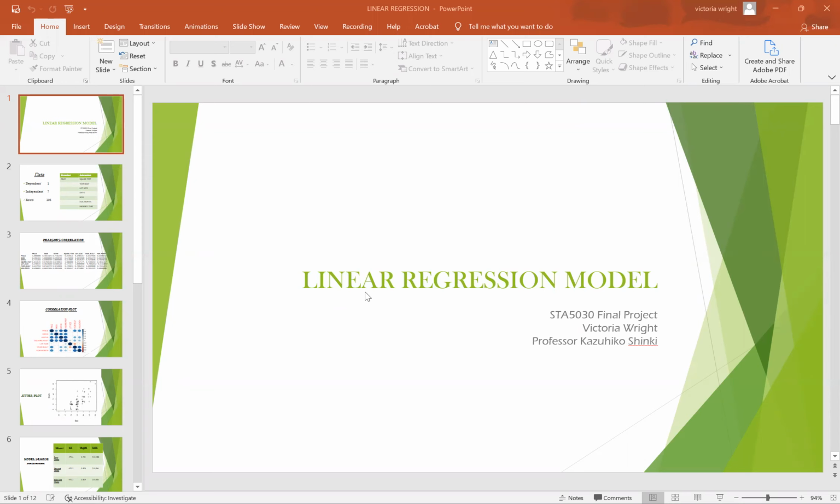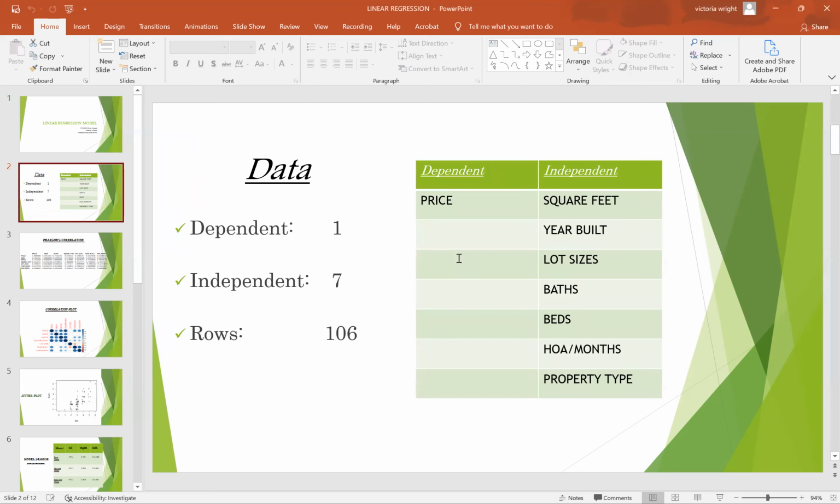In my final project, I use linear regression models to predict the price of a house in Farmington Hills, Michigan. I will investigate how the price of a house is determined, and how the different predictors affect the price of a house will be evaluated. This is my data set.